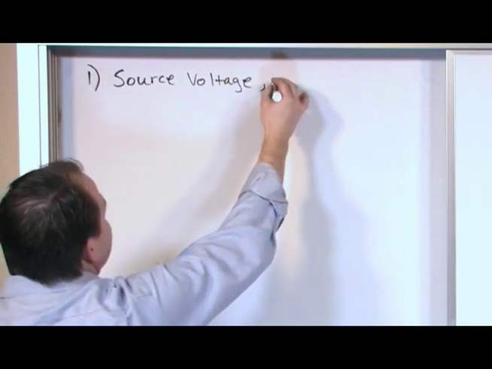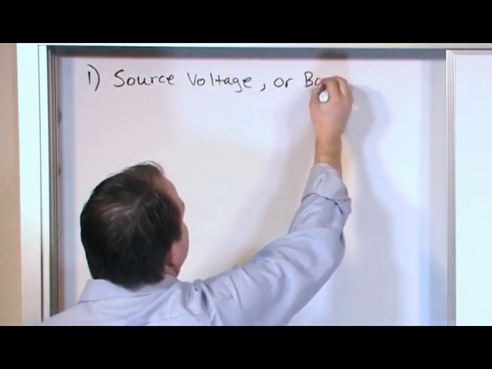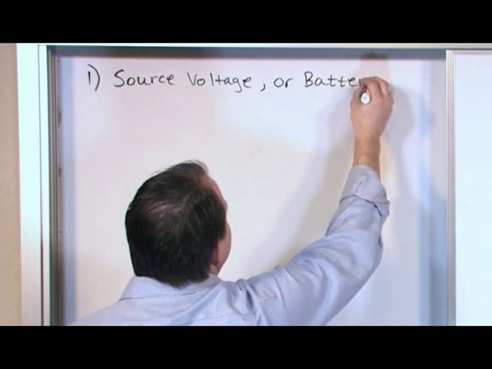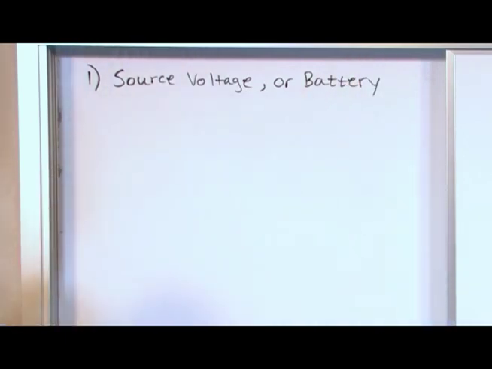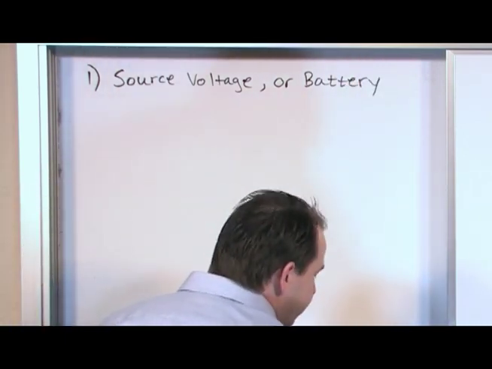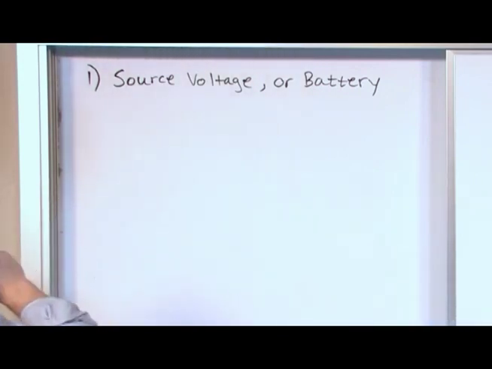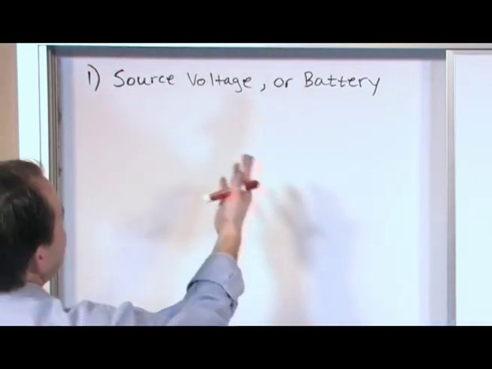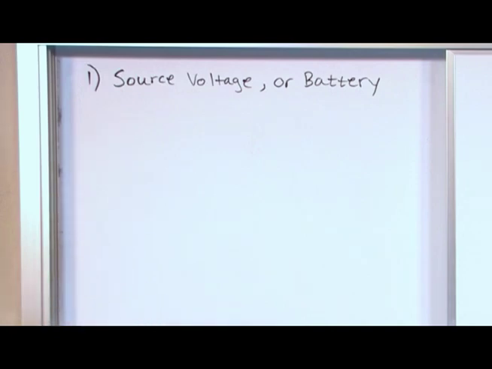And a lot of times, it's really just a battery. But in electric circuits, it really doesn't matter exactly where the power comes from. I mean, you get into that when you actually build the circuit, but from a theory point of view, it doesn't really matter as long as it has a certain voltage and it can push current out of it. We call it a source voltage.